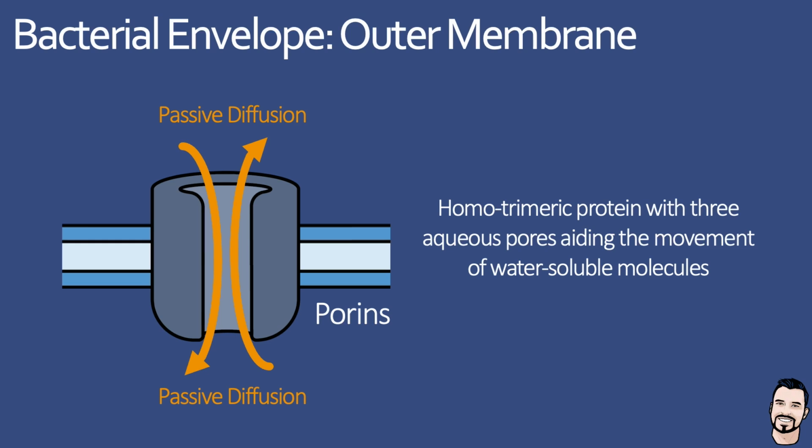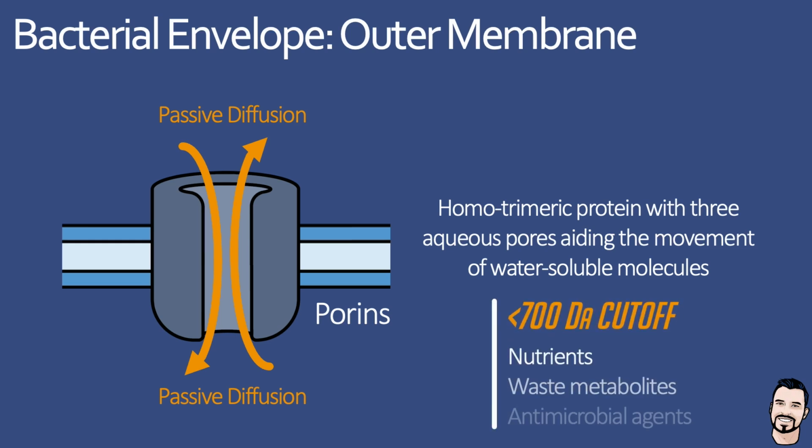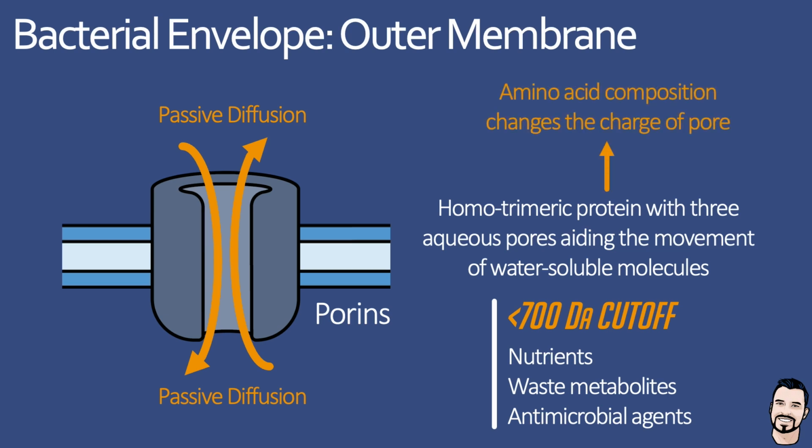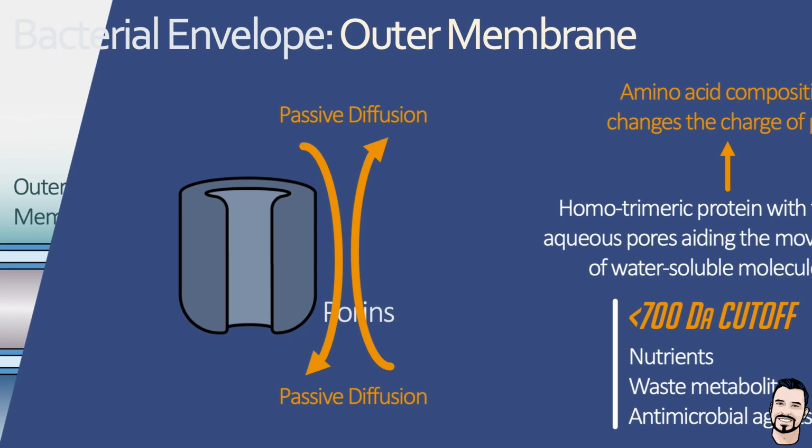However, as a result of this, there is a cut-off size limit for the molecules that can pass through, usually less than 700 Daltons, which will allow for things like nutrients, waste products and antimicrobial agents to move through them, but not larger molecules such as proteins. Now, there are many different types of porins found in the outer cell membrane, each with their own amino acid composition. Changes in this composition affect the types of molecules that can pass through, resulting in some very general porins that allow the movement of lots of different molecules, and some very specific porins that only allow very specific molecules to pass through.